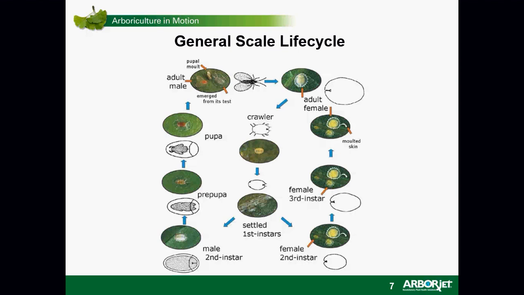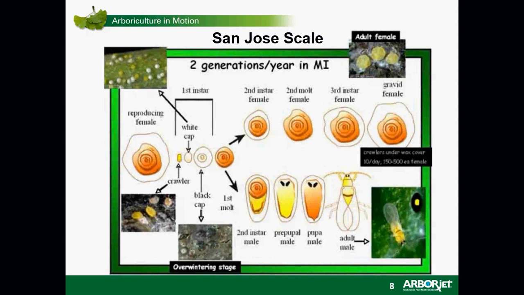You can see from the picture above that these are the males, and again the females remain in an immature stage. This is perhaps a little better illustration, showing the Jose scale with the initial crawler molting into a similar first molt, and then subsequently shifting into either male or female stage. And in this case, there are two generations per year.